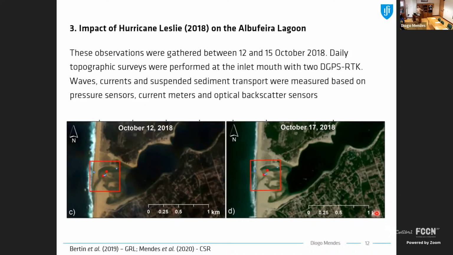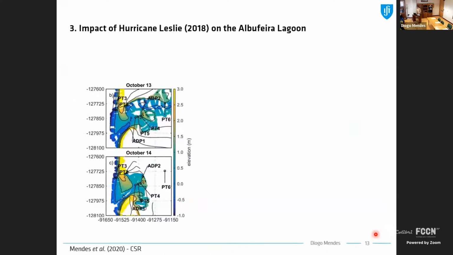When you compare these two satellite images, one taken on the 12th of October and another one taken after Hurricane Leslie, you can see that in the area near the inlet, this northern sand spit moved a lot landwards after the impact of Hurricane Leslie. This was one of the effects that we tried to assess, to highlight the contribution of infragravity waves to explain this landward movement.